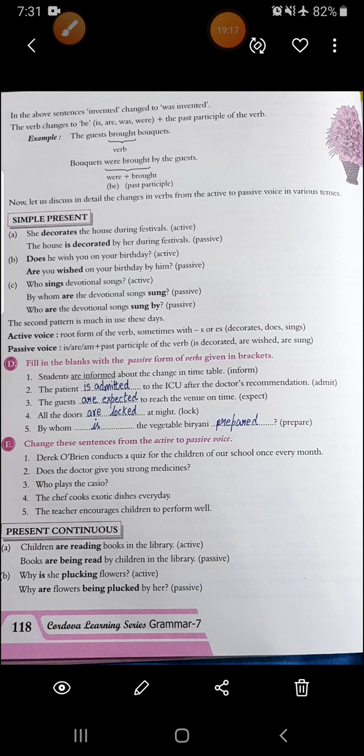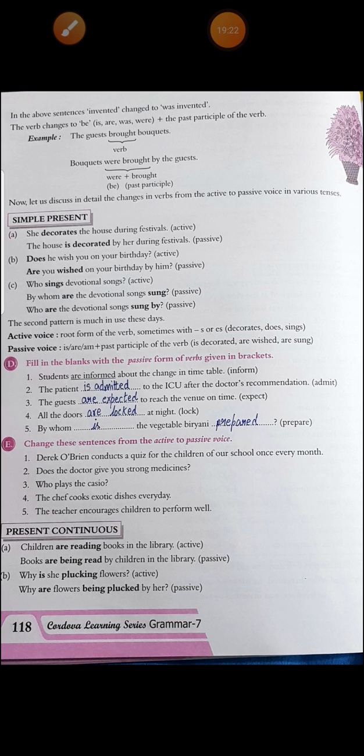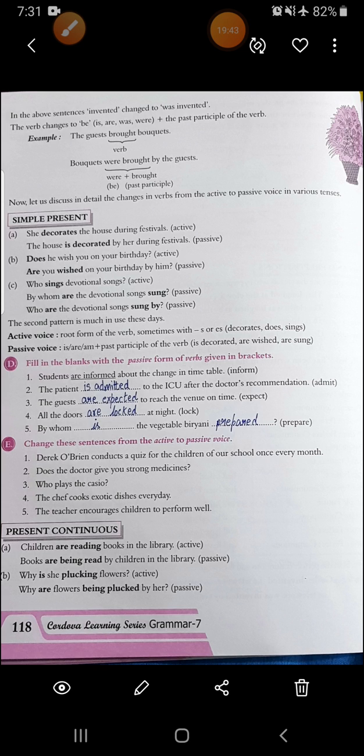Okay. Second, does the doctor give you strong medicines? Are you given strong medicines by the doctor? Then third, who plays the Casio? What will be the answer? By whom is the Casio played? The chef cooks exotic dishes every day. Exotic dishes are cooked by the chef every day. Fifth, the teacher encourages children to perform well. Children are encouraged by the teacher to perform well.